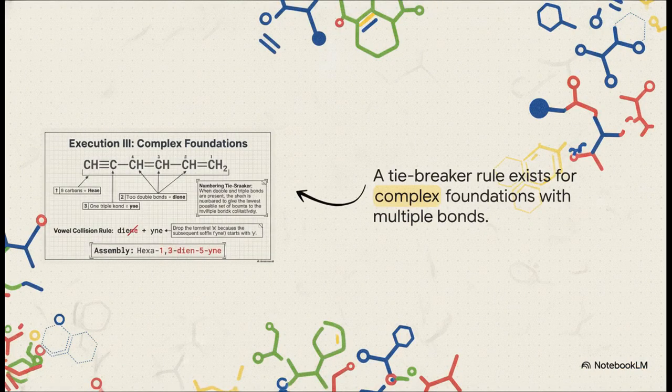Okay, but what about a really complex chain with both double and triple bonds? Yep, the blueprint has it covered. We've got a 6-carbon chain, so hexa. 2 double bonds give us a diene, and 1 triple bond gives us an ine. The rule here is to number the chain to give the lowest possible set of numbers to all of those multiple bonds. In this case, numbering from either side gives us the set 1, 3, and 5. It's a tie. So what do we do? Well, in a tie, the double bond gets the lower number, so we number from the left, which gives us hexa-1,3-dien-5-yne. See, the system is incredibly robust.